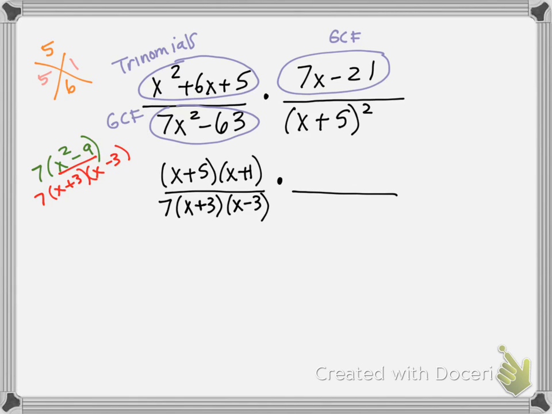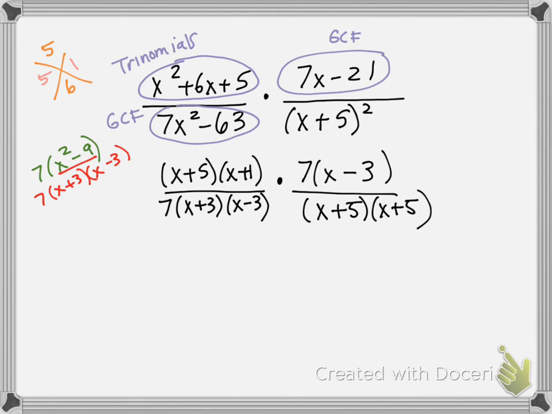Lastly, for GCF here, I noticed that 7 divides both terms, so I would have a 7 on the outside and x minus 3 left inside. And then I have x plus 5 to the second power, which I'm just going to expand as x plus 5 times x plus 5.